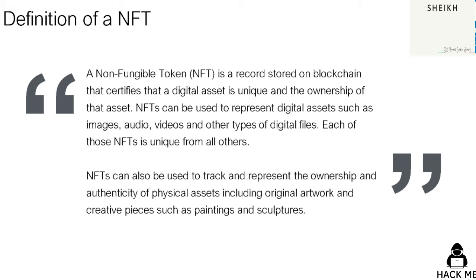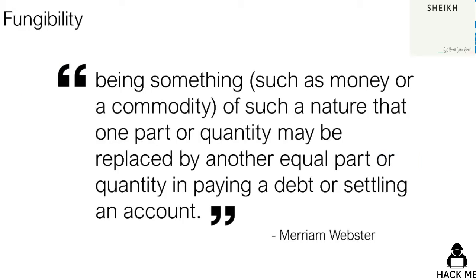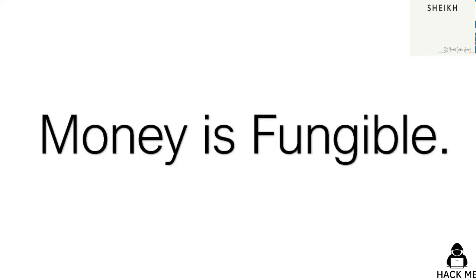In order for me to explain to you what a non-fungible token is, let's first define what fungibility is. Fungibility is being something, such as money or a commodity, of such a nature that one part or quantity may be replaced by another equal part or quantity in paying a debt or settling an account. That's the definition according to Merriam-Webster. I'm going to bring it down one level so we know exactly what that is. Let's narrow it down to money is fungible. I think this is the clearest example of what fungibility is.